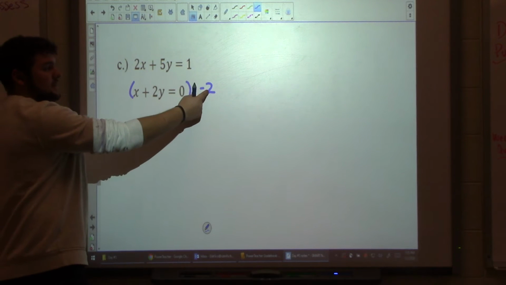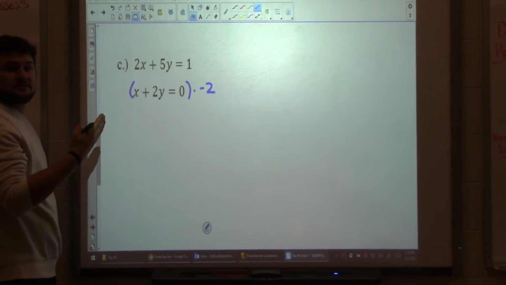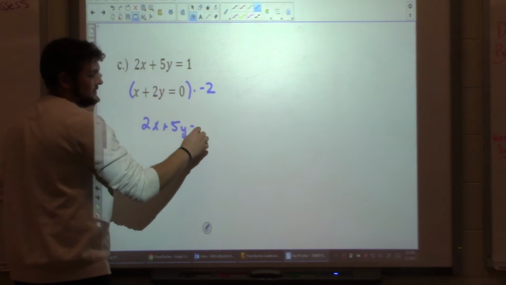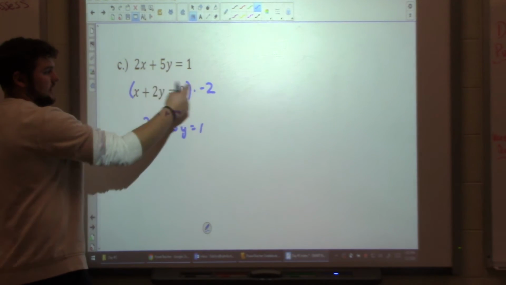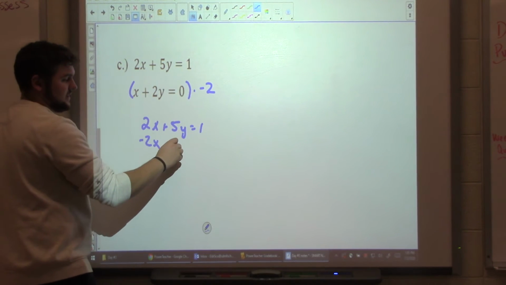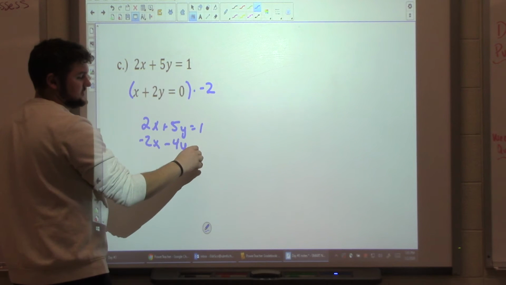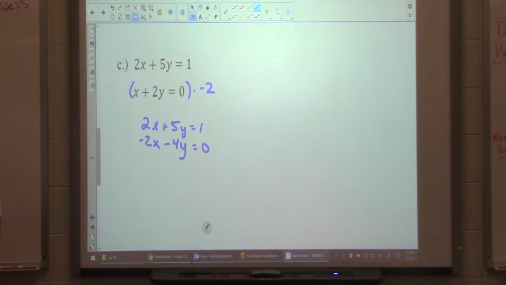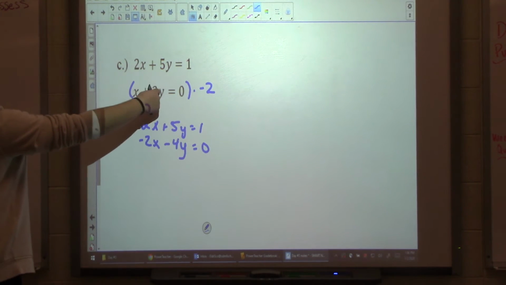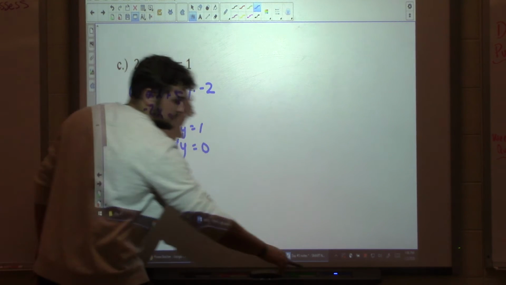If I multiply 1 by negative 2x, I'll get negative 2x. So I'm left with 2x plus 5y equals 1 for my first equation. And then negative 2 times x is negative 2x. Negative 2 times 2y is minus 4y. 0 times negative 2 is 0. Now be very careful. When you multiply one of the equations by a number, it needs to multiply by each piece in that equation. We're not just multiplying the x value by it. We're multiplying every single piece. X, 2y, and 0.